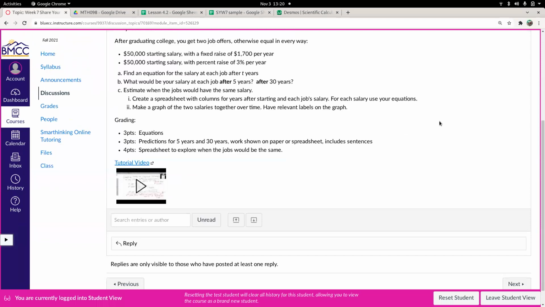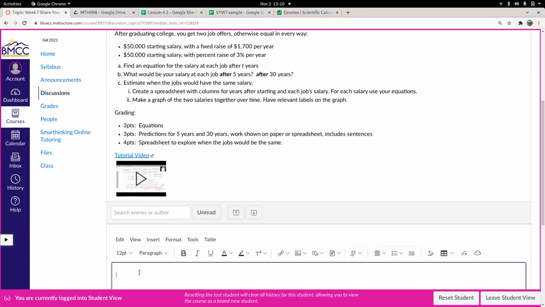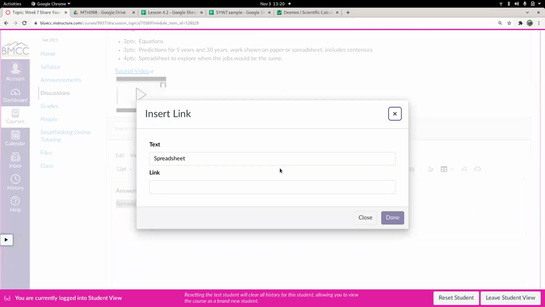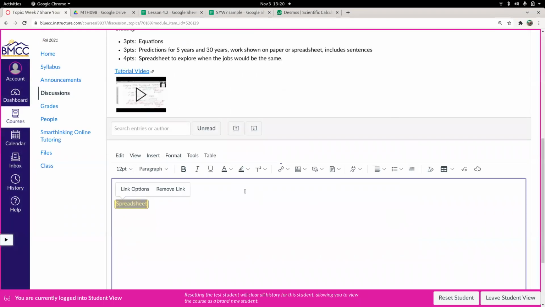And so in my submission here, I click reply. And then I'm just going to type up some answers to the questions above and include my spreadsheet. So answers, blah, blah, blah. And then I'm going to link to my spreadsheet. So I'm just going to type spreadsheet and then highlight the word spreadsheet and link it with that address I just grabbed. And you got to get the share address. You can't give me the address at the top of the screen. That does not work. Right?